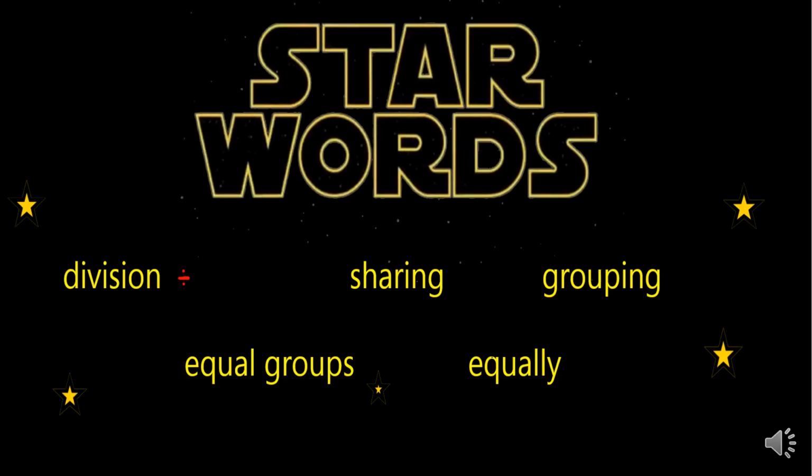Our first star word is division, and that's because this is the operation that we've been learning about. We've got the words sharing and grouping, and these are the strategies that we use to help us to divide. We've got the phrase equal groups, because when we divide, we must always make sure we are dividing into equal groups. And we've got the word equally, and this is checking that our groups have the same amount.